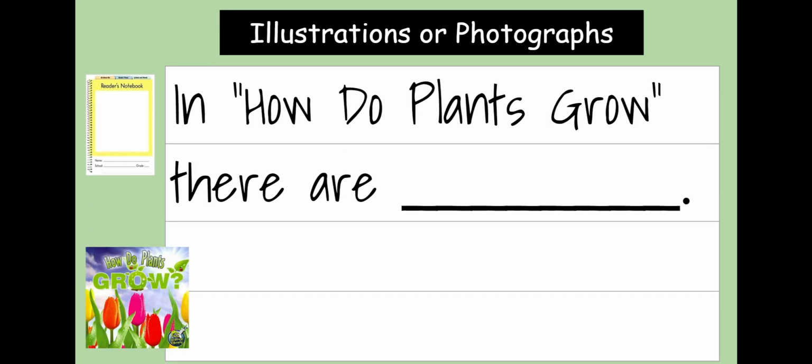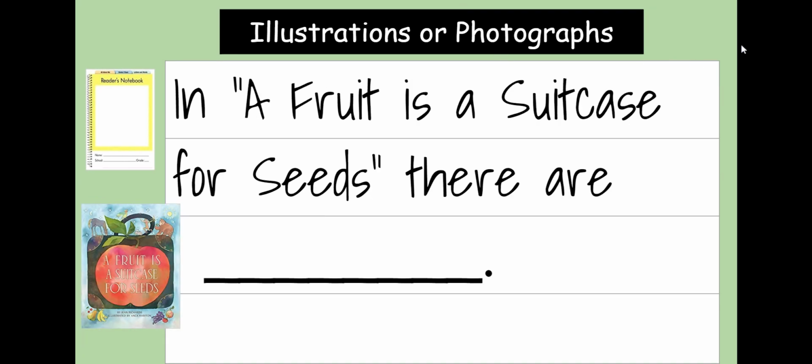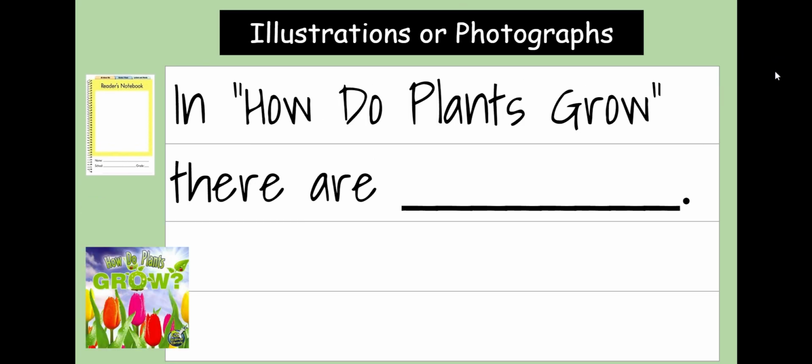If you choose to write about How Do Plants Grow, your sentence will look like this. In How Do Plants Grow, there are blank. There are illustrations or there are photographs. You are welcome to do both. If you would like to write a sentence about A Fruit is a Suitcase for Seeds and How Do Plants Grow, you are more than welcome to.